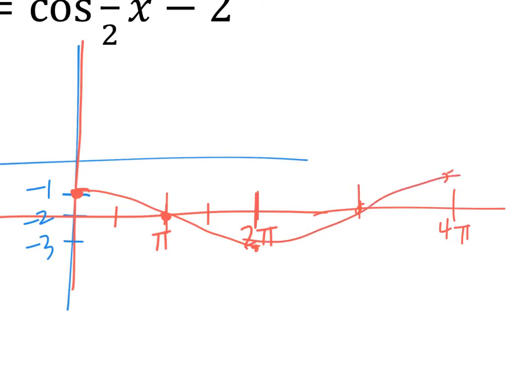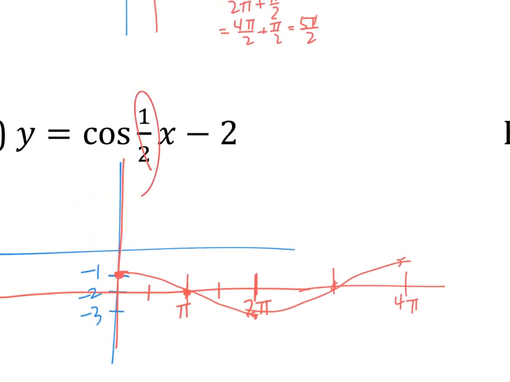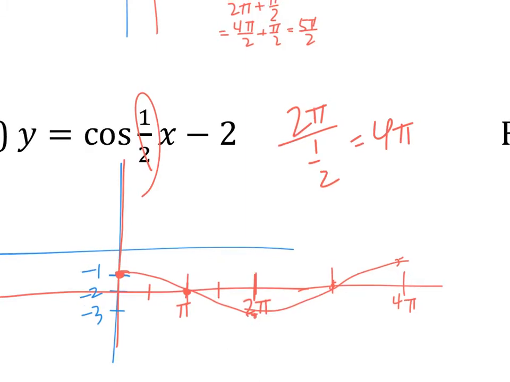Why is the period 4 pi? This is b, right? So 2 pi over b is 4 pi. Oh, shoot. All right, let us add on. There's no easy one here. They're all pretty hard. Okay, we're just gonna do it.